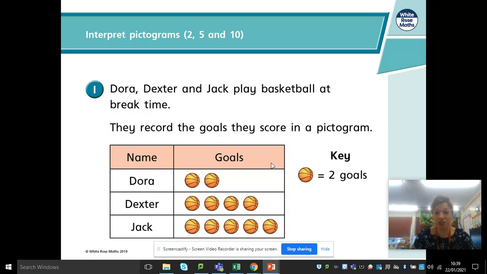So Dora, Dexter and Jack play basketball at break time. They record the goals they score in a pictogram. So make sure you have a look at the key always with pictograms. The key is one ball means 2 goals. Okay, so what I want you to do is have a look. How many goals has Dora scored? How many Dexter and how many Jack? So for example, Dora, 2, 4. She scored 4 goals. So you'll need to practice counting in your twos for that as well.